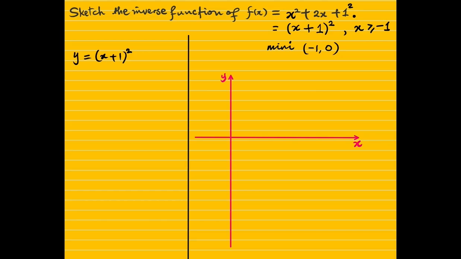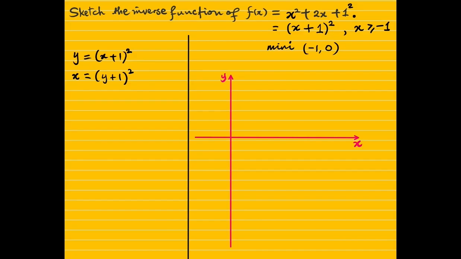Actually, I would like to switch first of all, so I will switch y to x and then this one to y. I have done that because if you have your curve and you want to find the inverse, it just means that you want to reflect it in the line y equals x. So that's what I've done. I've simply switched y to x and switched x to y. And now I can make y the subject of the formula. Now if you do that, you will find that your y will equal the square root of x, minus 1.